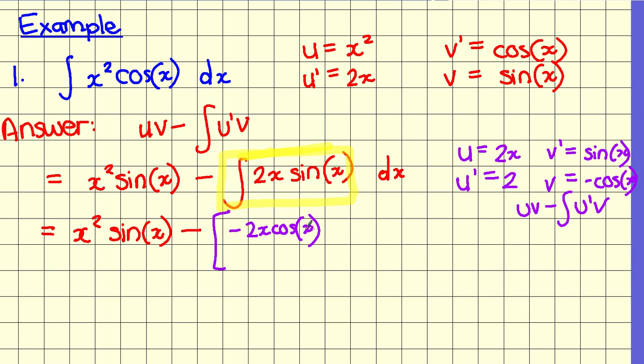Okay. Take away the integral of u dash v. So u dash is 2 and then v is negative cos x. So that's going to give you negative 2 cos x. But I've already got a negative sign here, so 2 negatives make a positive. So that's just going to give you 2 cos x dx. Just like that. Alright.